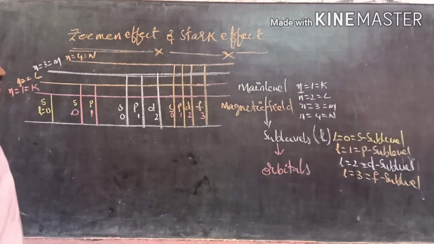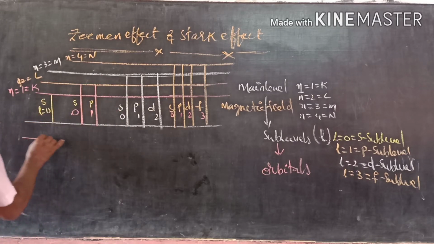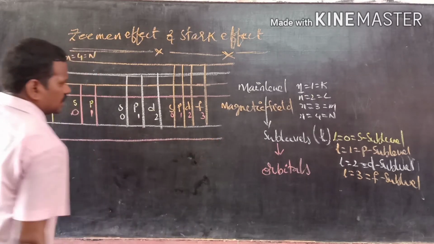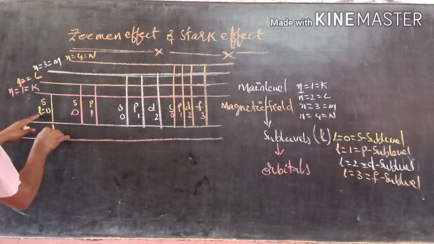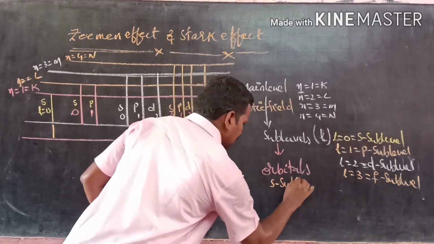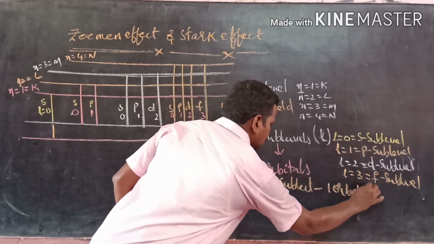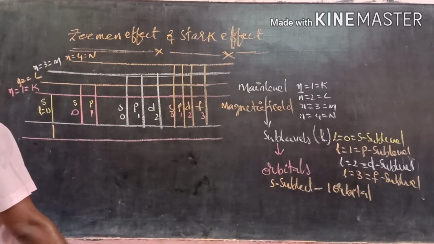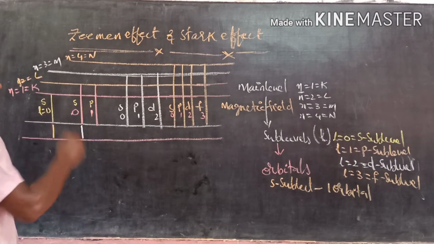Sublevels divided into orbitals. This means main levels are divided into sublevels, and sublevels are divided into orbitals. Let us see how many orbitals there are in each sublevel. For example, the S sublevel, that is, L value is 0, has only one orbital. Only one orbital is present in the S sublevel. Here also S is there, so it also has only one orbital.